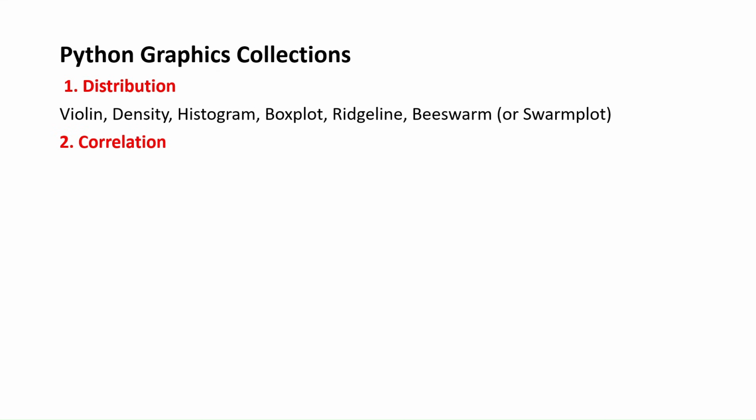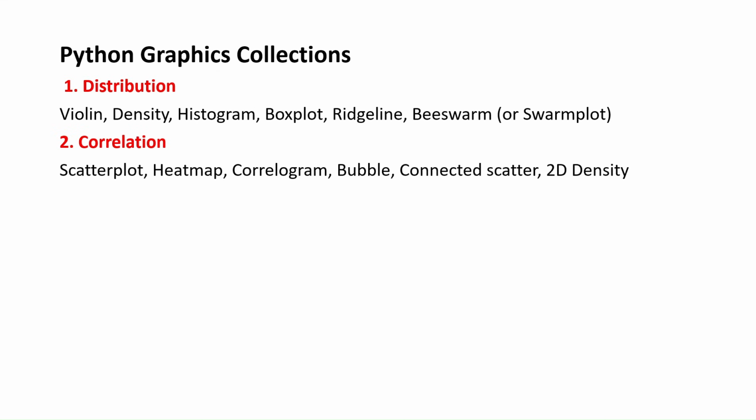Correlation, that's number 2. In correlation, we deal with scatter plots, heat maps, correlograms, bubbles, connected scatters, and then the contours, the 2D density. So that's like 2-dimensional density functions, whereas this one is 1-dimensional, 1D density. This one is 2D density, and you can as well have 3D. We'll see that in another place.